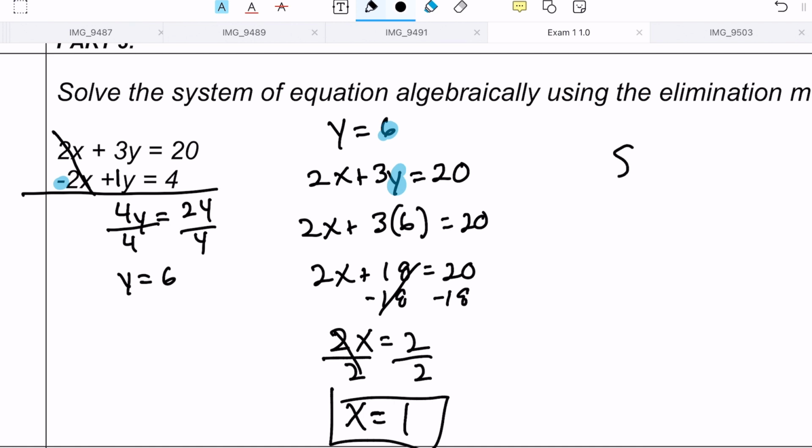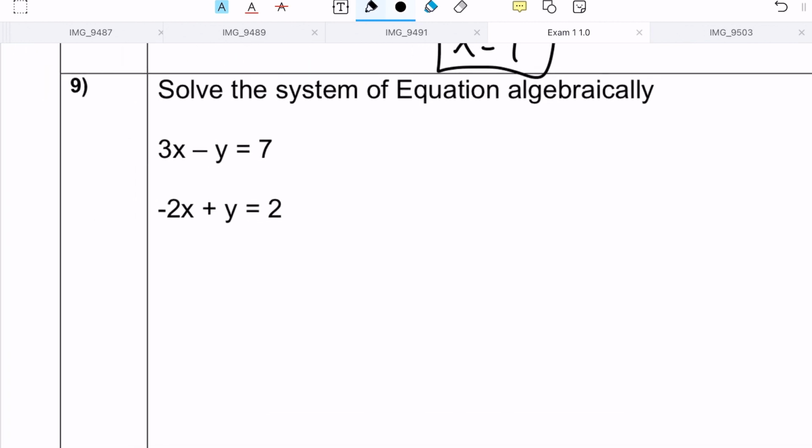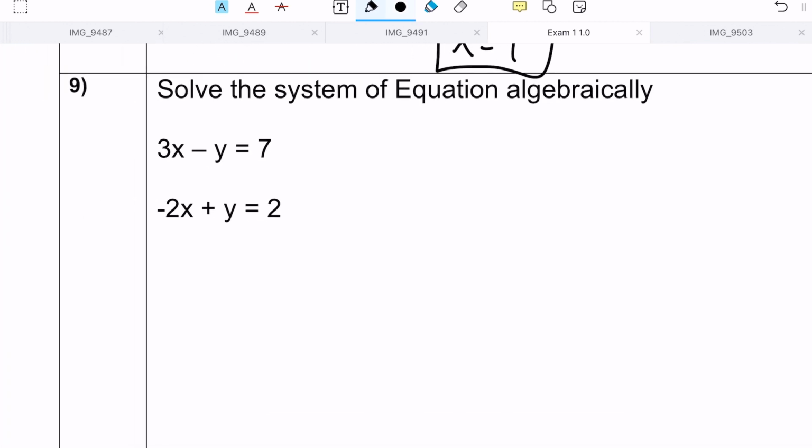So that's our solution right here, (1, 6). Alright, so we have another solve the system of equations algebraically. Here we're actually going to see that we have a negative and a positive, and there's an invisible 1. So actually the y's are going to be canceling out. So 3x minus 2x is x. We're adding. 7 plus 2 is 9. So this is actually an easy one.